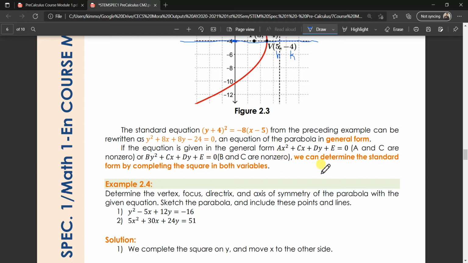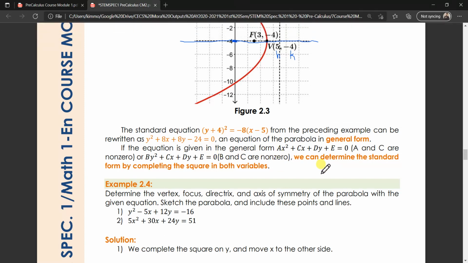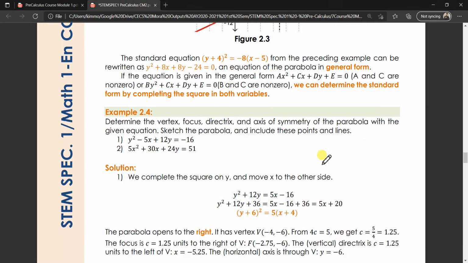Then we can determine the standard form by completing the square in both variables. So it is the same process as the circle. If given the general form, we are going to find its standard equation by completing the square in both variables so that we can easily identify the coordinates of our center, our vertex, our focus. So they are really the same. So let's have an example.